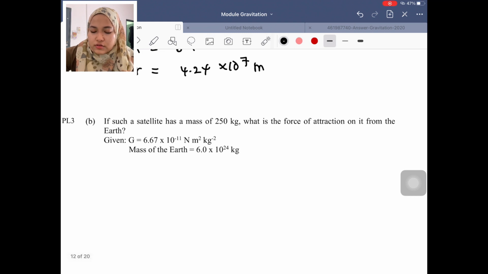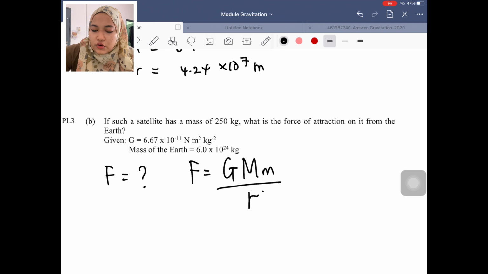Okay, so next, alright, so here we go, question number 1B. So if such a satellite has a mass of 250 kilogram, so what is the force of attraction on it from the Earth? So we wanted to calculate for the value of F. Okay, so kita gunakan universal law of gravitation. So F equals to so mass of the Earth, so mesti guna M besar. So G M besar, M kecil over R squared.